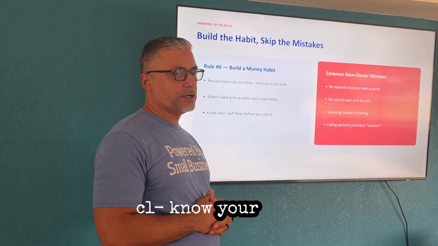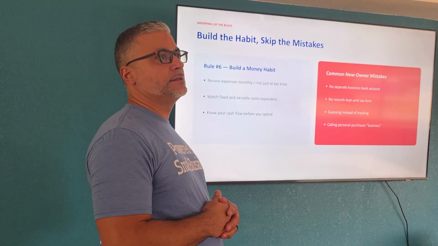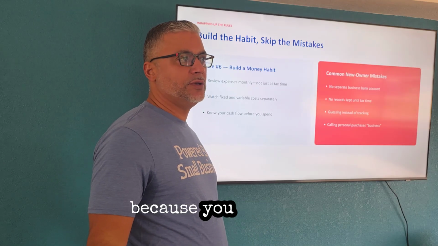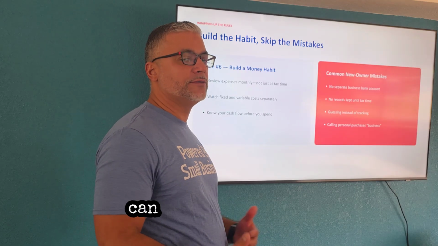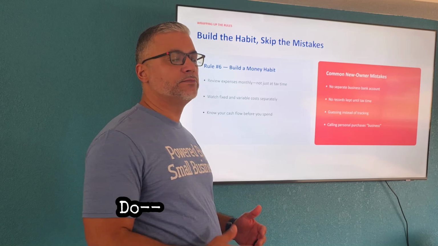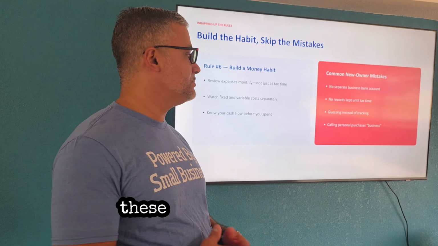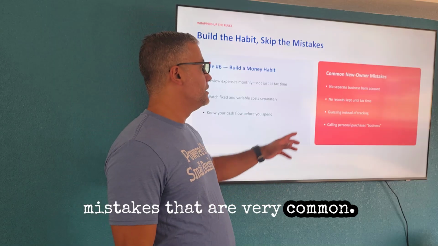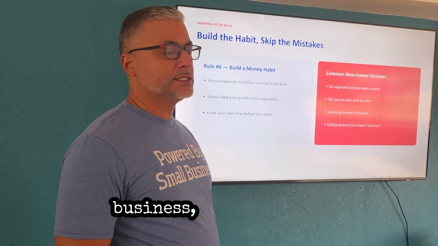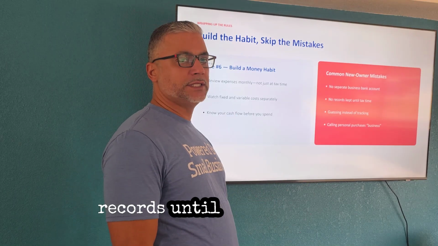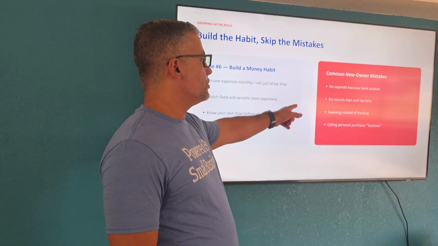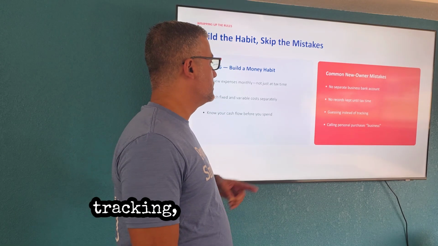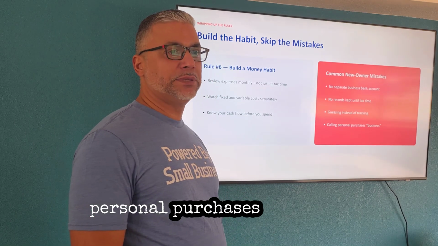And then know your cash flow before you spend. Like, don't just buy something because you need it. Make sure that you can afford it. Put a proper plan in place before you make these major purchases. So here are some new owner mistakes that are very common. You don't have a separate bank account for your business. You don't keep records until tax time. You're guessing instead of tracking. And you're calling personal purchases business.